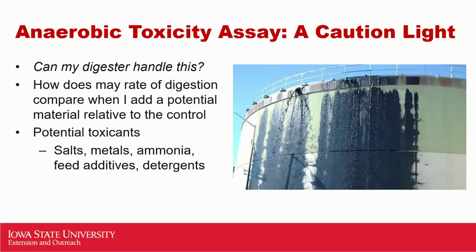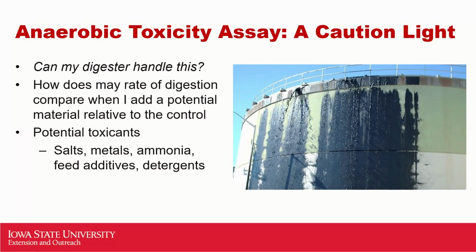Okay, so next I wanted to move on to an anaerobic toxicity assay. And I really think of this test as a caution light. You're really asking, is there something in this material that my digester doesn't like or can't handle? And the test in itself is really a question of how the rate of anaerobic digestion compares when I add this potential toxicant to it, compared to what it would be when I just add a defined substrate. Oftentimes I'll use sugar as my defined substrate.